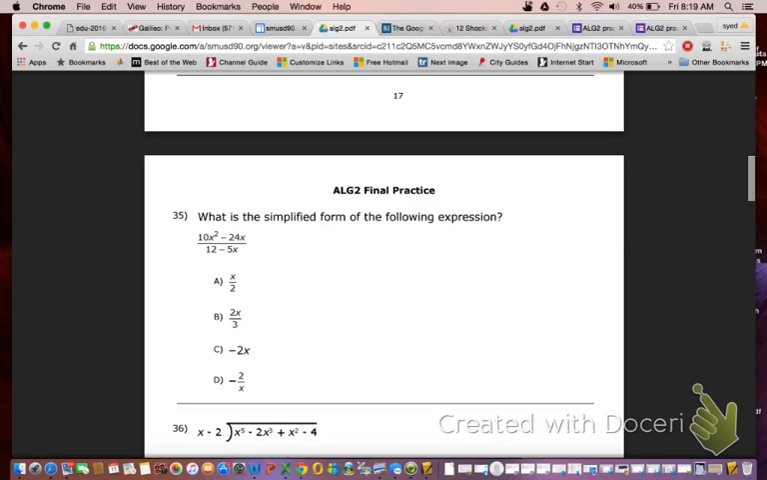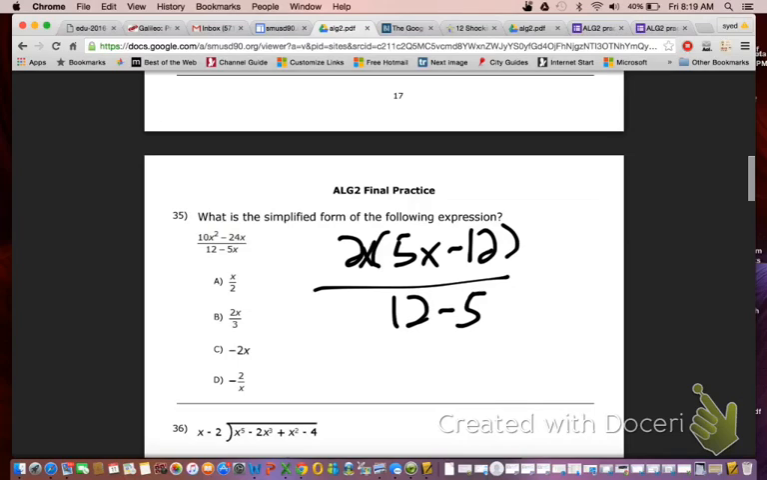This one, yeah, this is a weird problem, okay? But the key to doing this is to make it 2 parentheses, 2x, and then parentheses 5x minus 12 over 12 minus 5x.